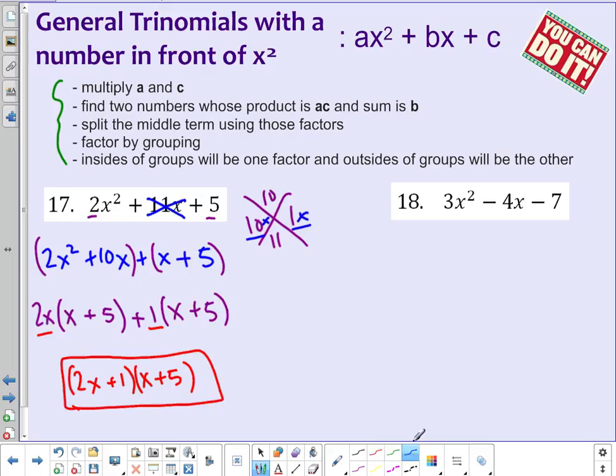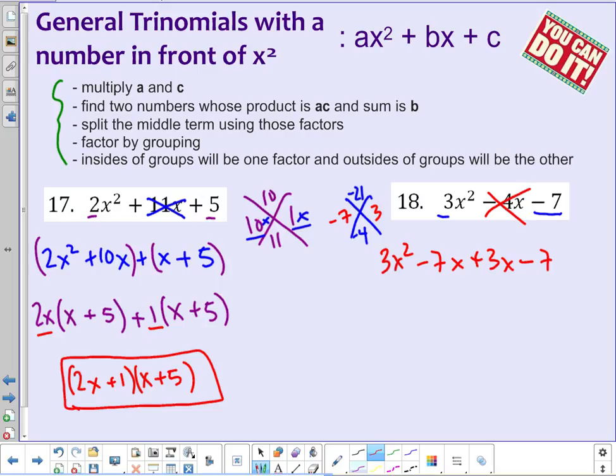Let's take a look at number 18. In number 18, I need to multiply the 3 times -7. So that's -21. The middle term is -4. So what two numbers give me a product of -21 and a sum of -4? That's -7 and 3. -7 times 3 is -21. -7 plus 3, -4. So get rid of that 4x and put the other ones in its spot. So 3x squared minus 7x plus 3x minus 7.